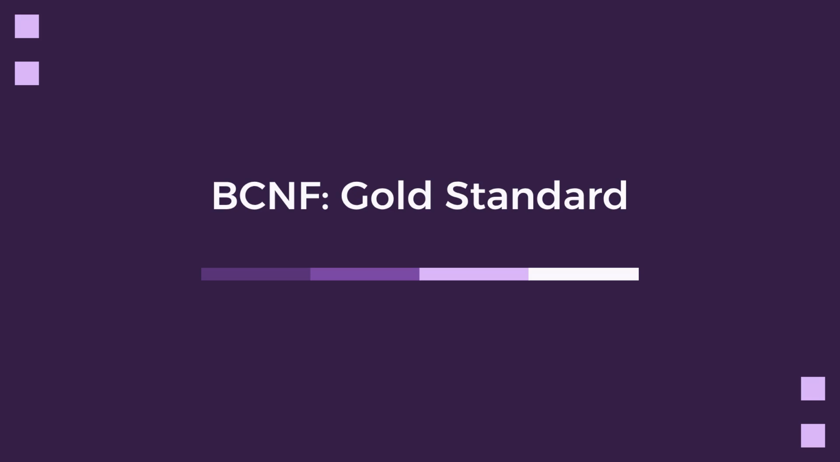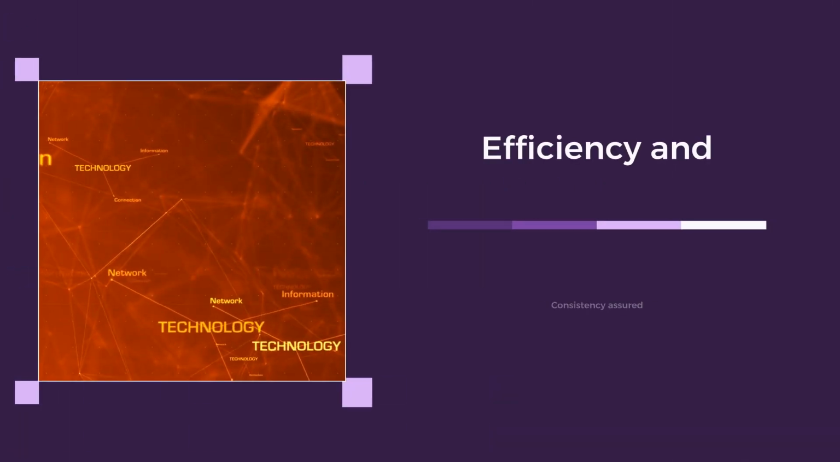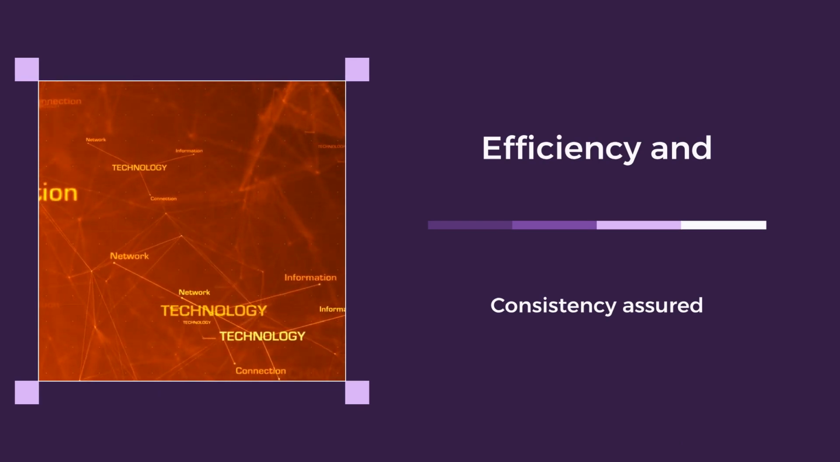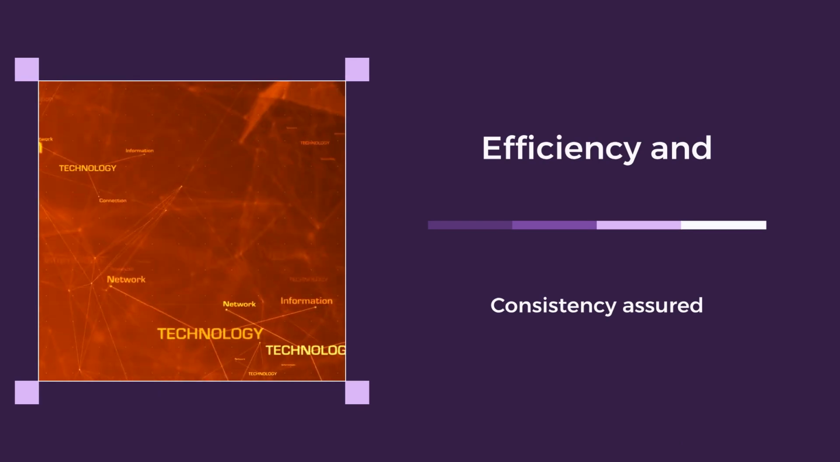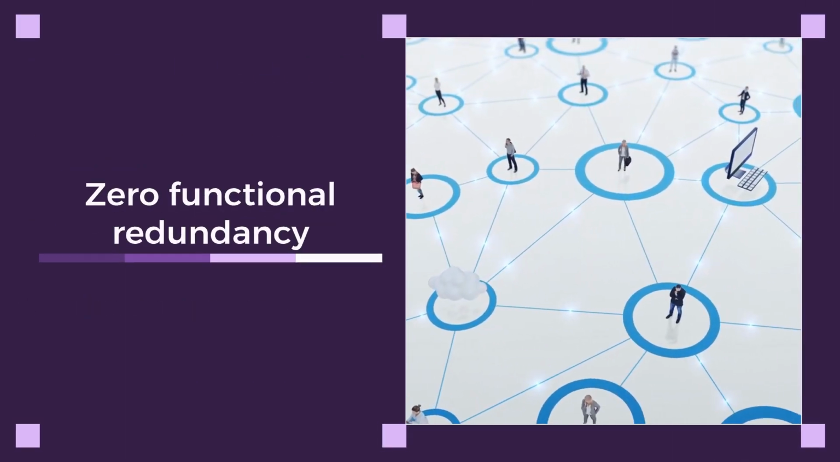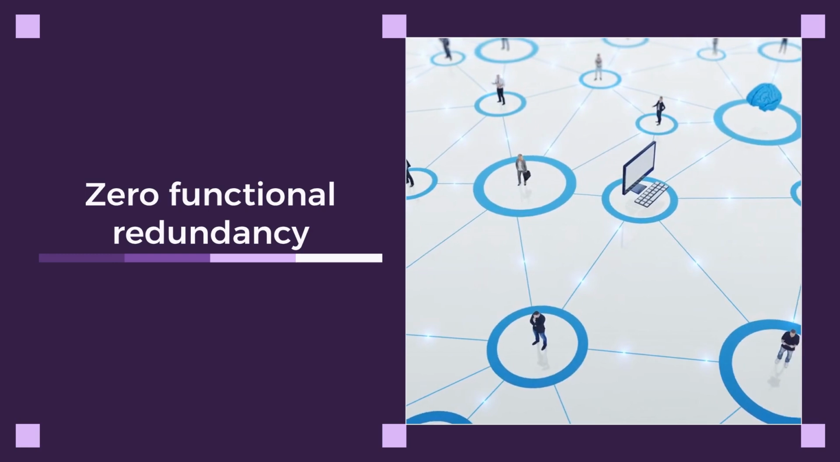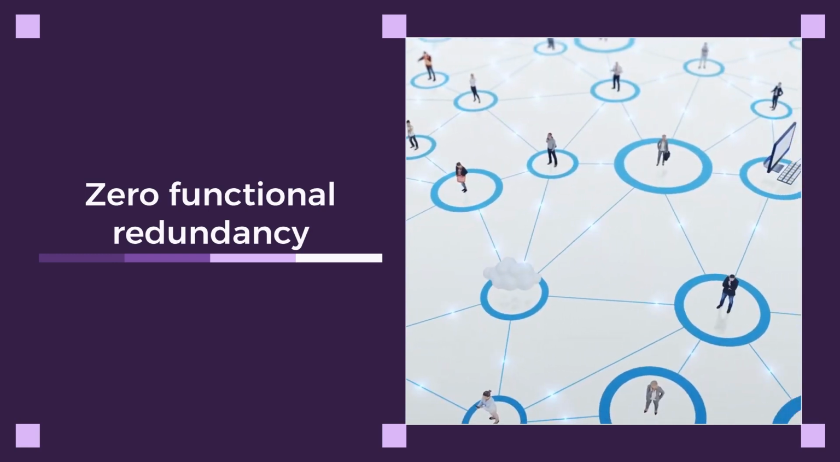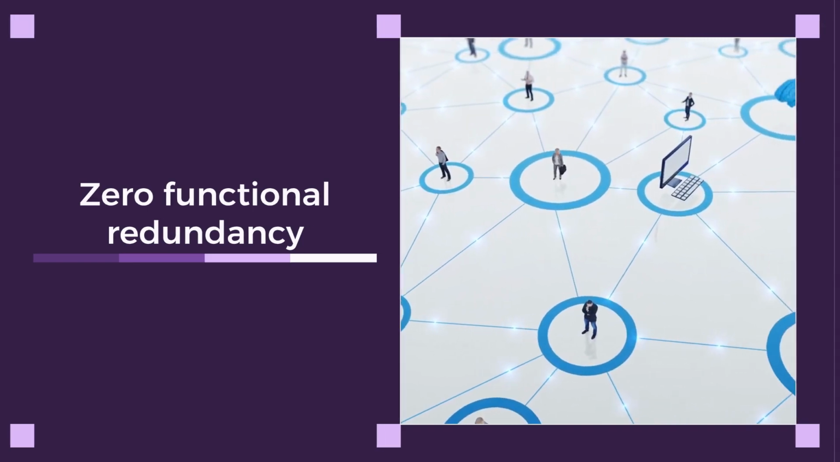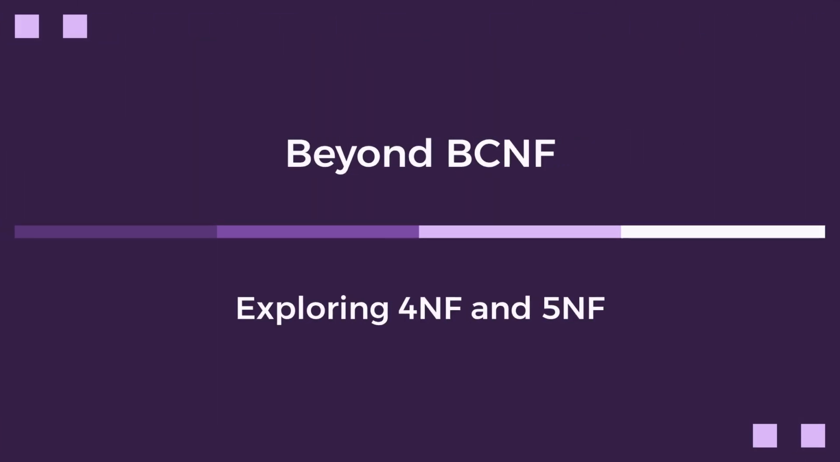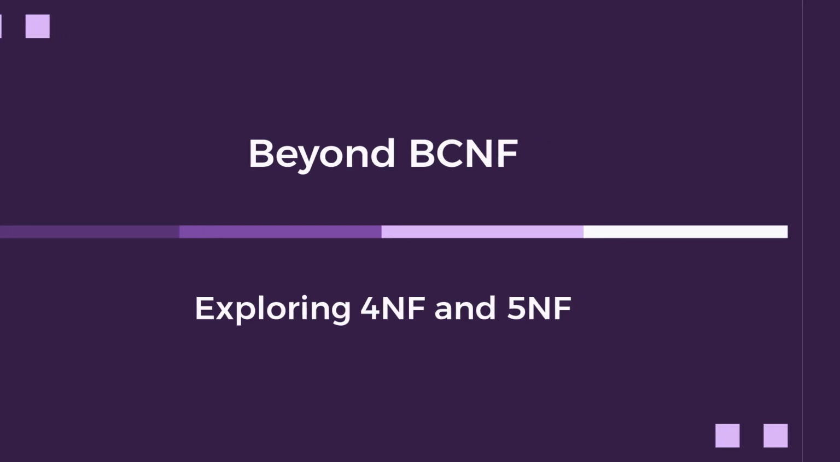Boyce normal form is not just another step. It is widely regarded as the gold standard of relational table design. Achieving BCNF ensures optimal efficiency and consistency in your table design, making your database robust and reliable. The primary benefit is the complete elimination of redundancy that arises from functional dependencies, leading to cleaner data and easier maintenance.